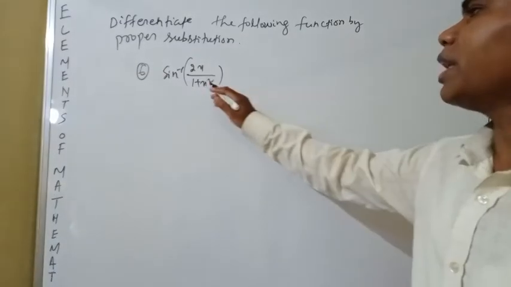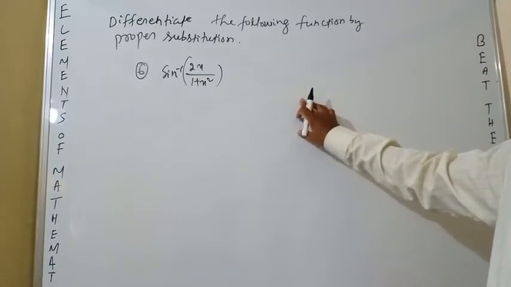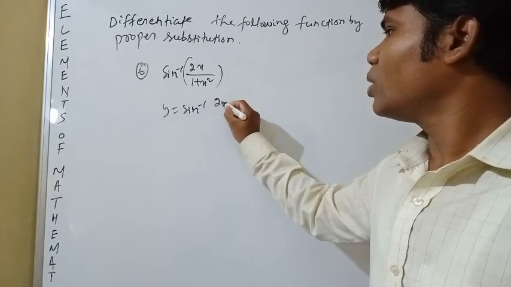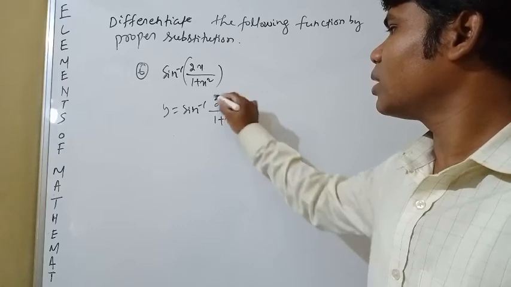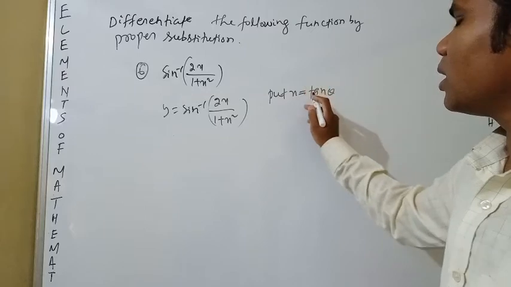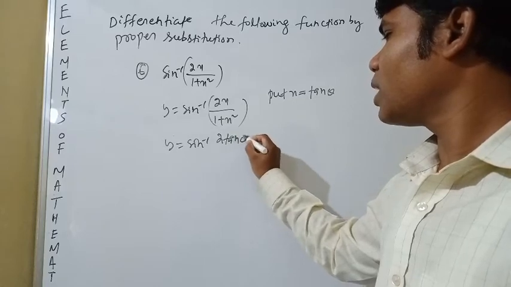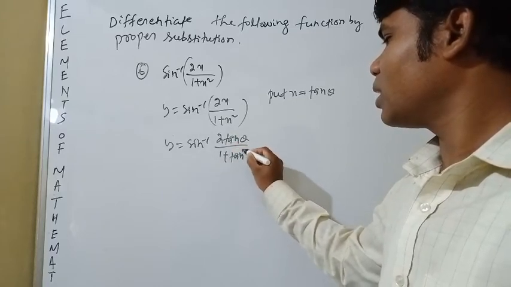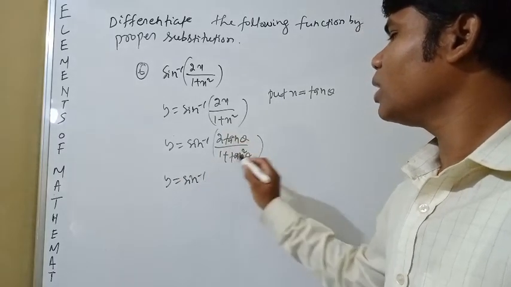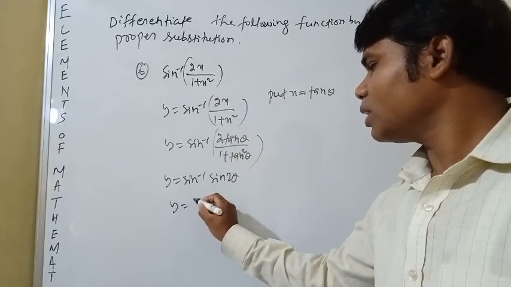See the next question: sin inverse of 2x by 1 plus x square. Differentiate the following function by proper substitution. You take y is equal to sin inverse 2x by 1 plus x square. Put x is equal to tan theta. Then y is equal to sin inverse of 2 tan theta by 1 plus tan square theta, that is sin 2 theta. So y is sin inverse of sin 2 theta.